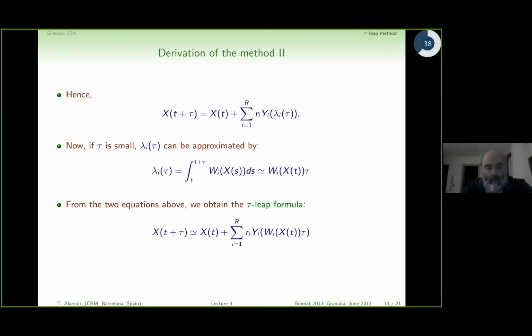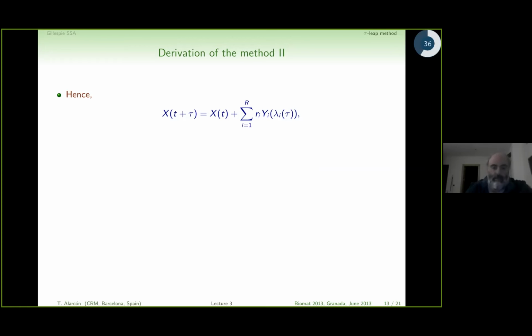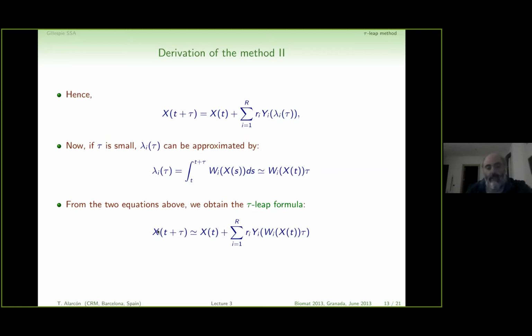So from these two equations here, we obtain the tau-leap formula, which is this. So here, if we assume that we know tau, we know everything, because we know x of t. Therefore we can sample this, if we fix the tau somehow, from the Poisson distribution, and therefore we can give an estimate of the state of the system at time t plus tau.